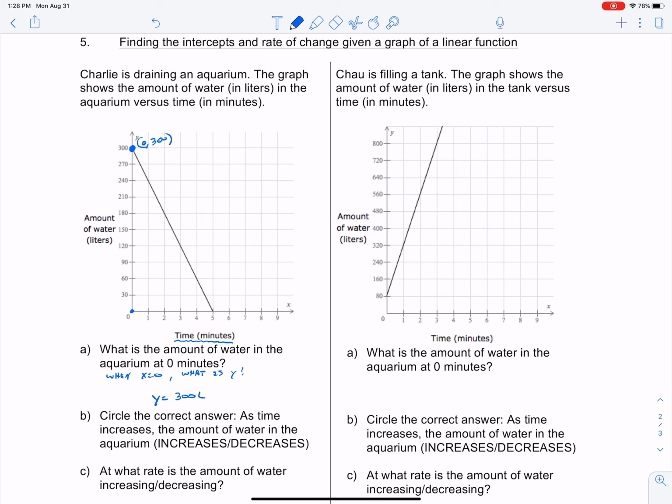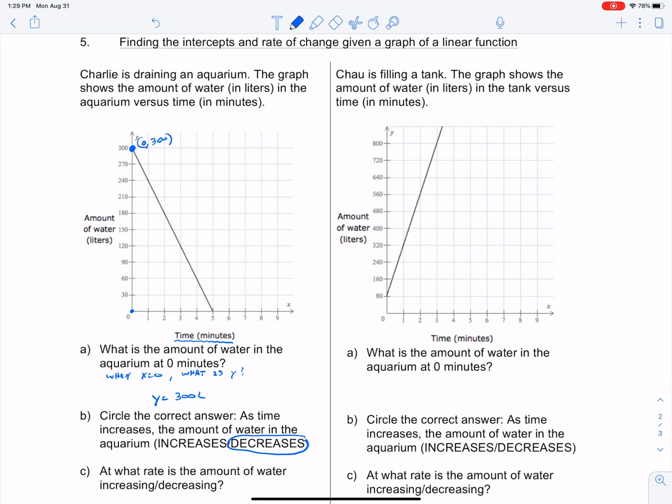Circle the correct answer as time increases. So as time basically goes from 0 to 1, then 1 to 2, etc. Time is increasing to the right. The amount of water in the aquarium: as I'm going to the right, the water is ultimately decreasing.